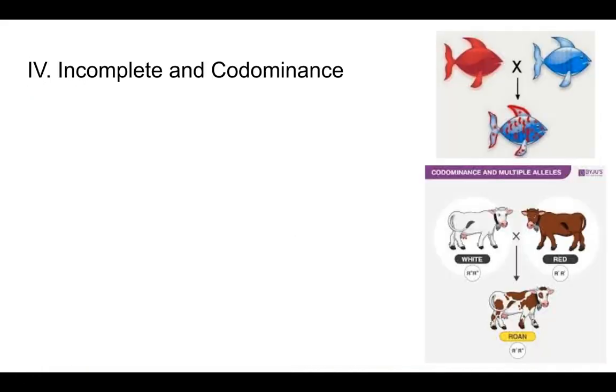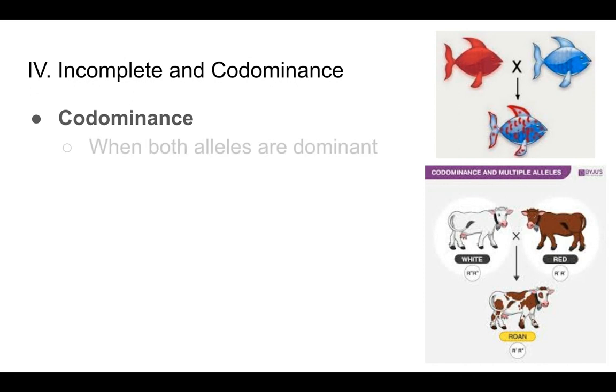All right, so pause on your worksheet. Let's go back into our notes. Let's talk about codominance for a second. Codominance is a little bit different. This is where both alleles are actually equally dominant.